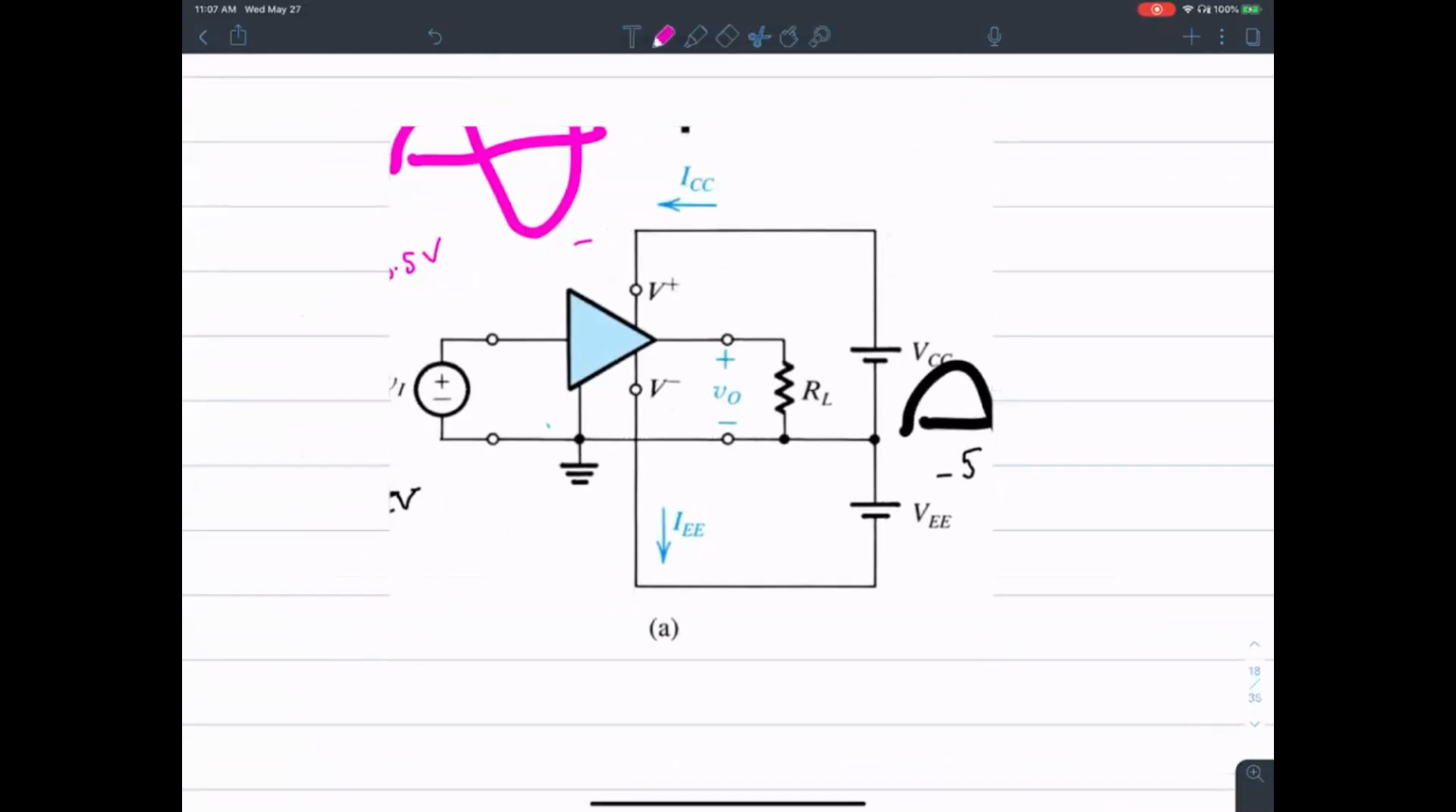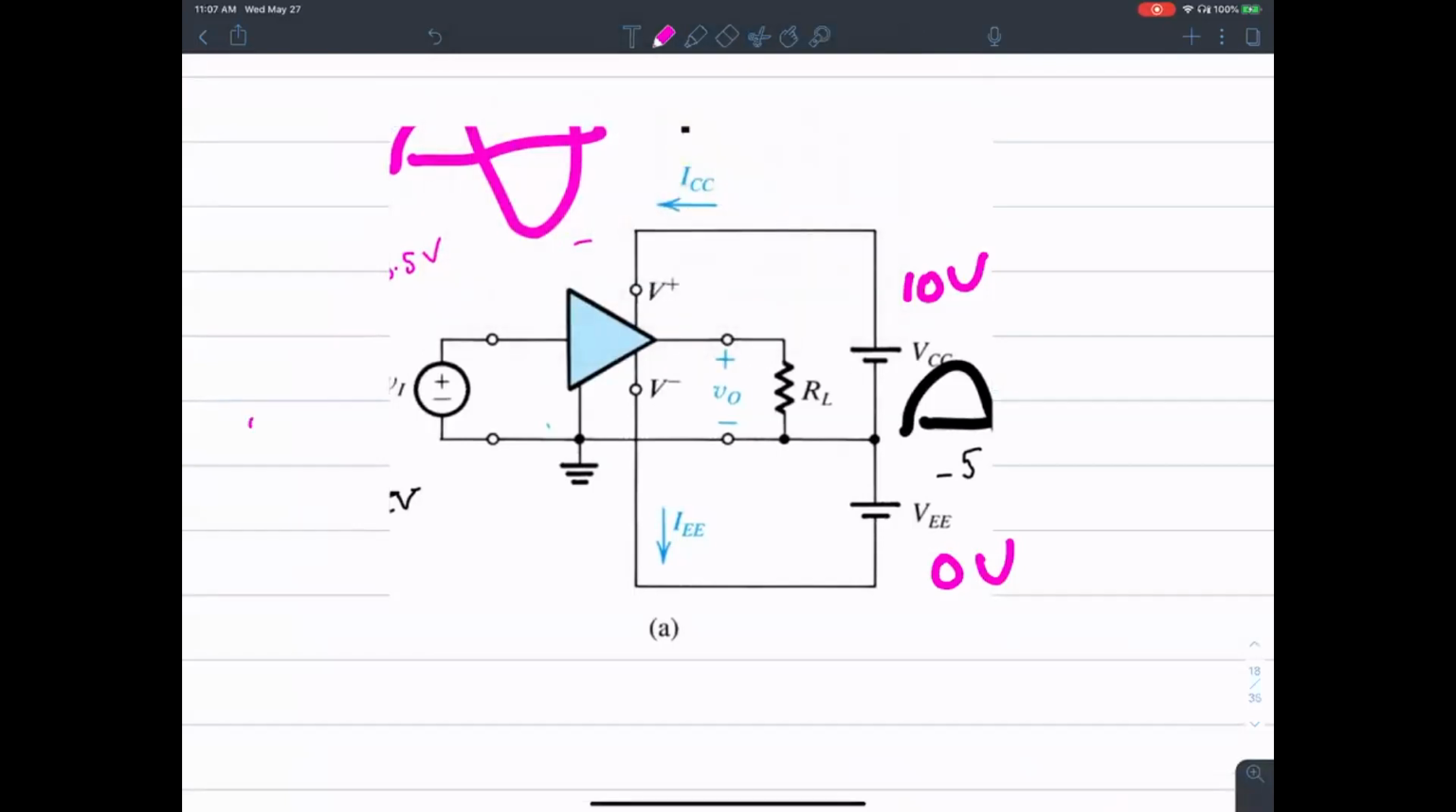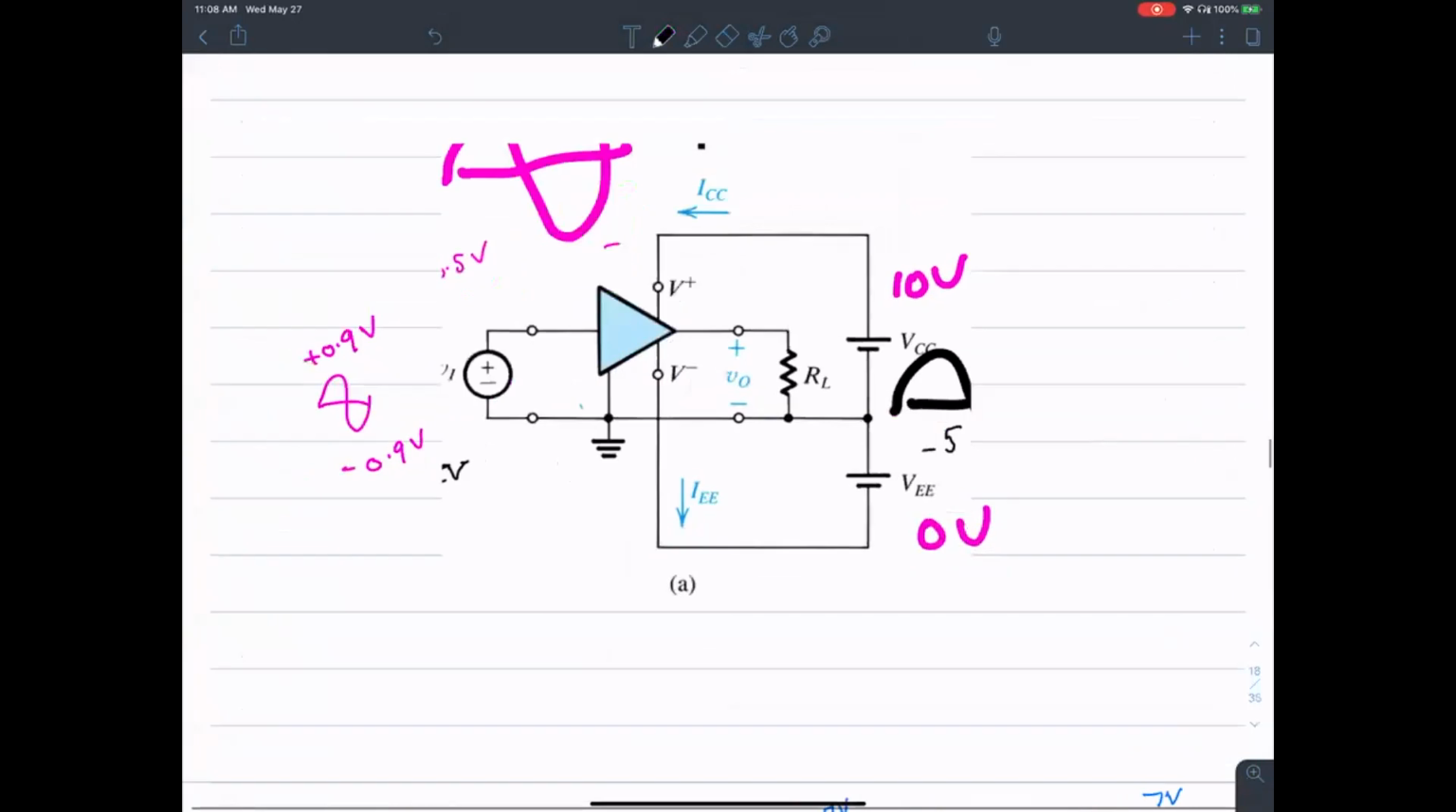Now let's see, this voltage is 10 volts and this guy is 0 volts. Ignore everything else. So the question is, whoever asked the question earlier, what's the input range that you want? Pick an input range. Plus 0.2 to negative 0.2? Plus 9 to negative 9 on the input? Let's do plus 0.9 to negative 0.9 on the input. Then what happens is, remember, the floor is set to be 0 volts. The ceiling is set to be 10 volts.